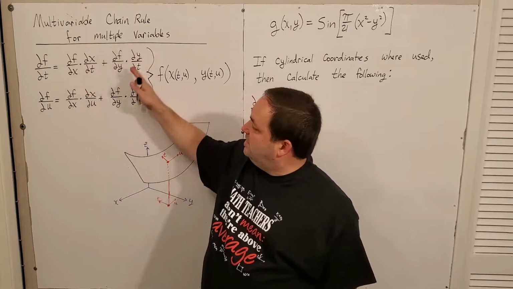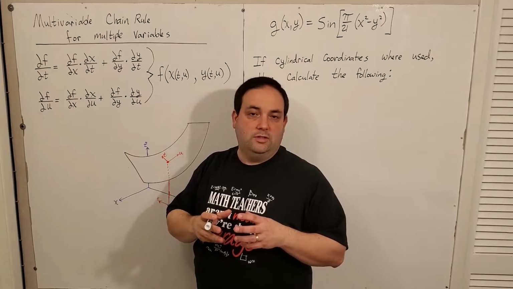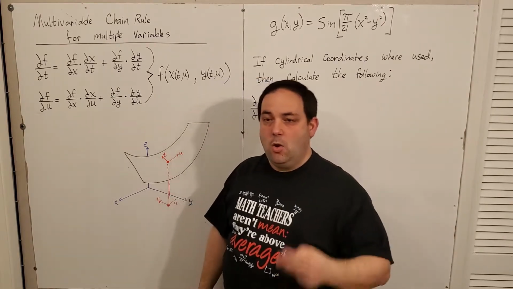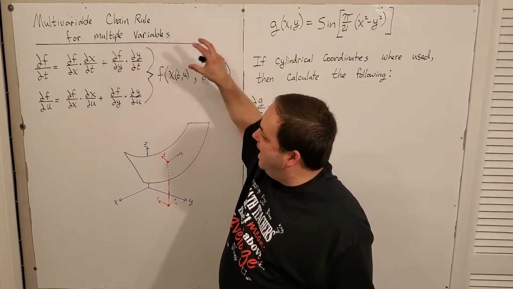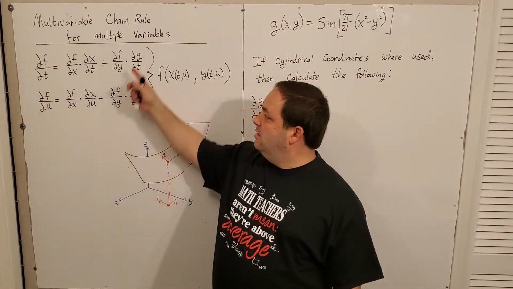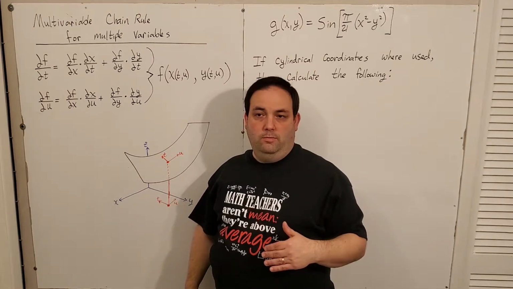So again, it's that same kind of weighted calculation between the x and y directions. And again, if I had x, y, and z, or x, y, z, w, you can sit here and add more calculations, the partial of f with respect to z, the partial of z with respect to t, and so on and so on and so on.